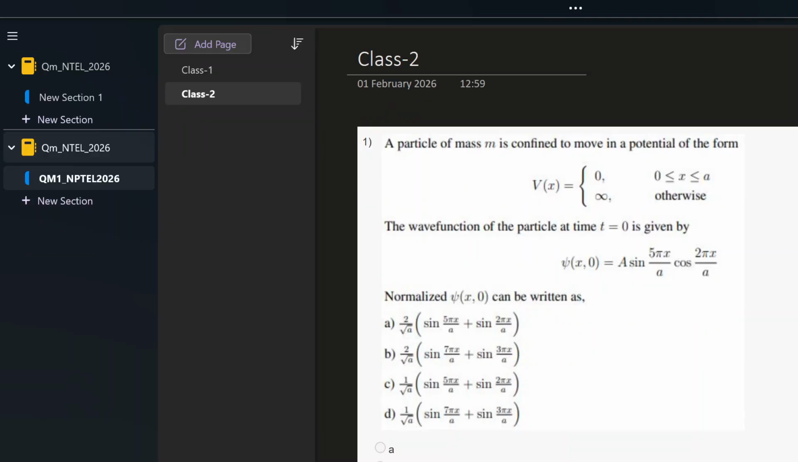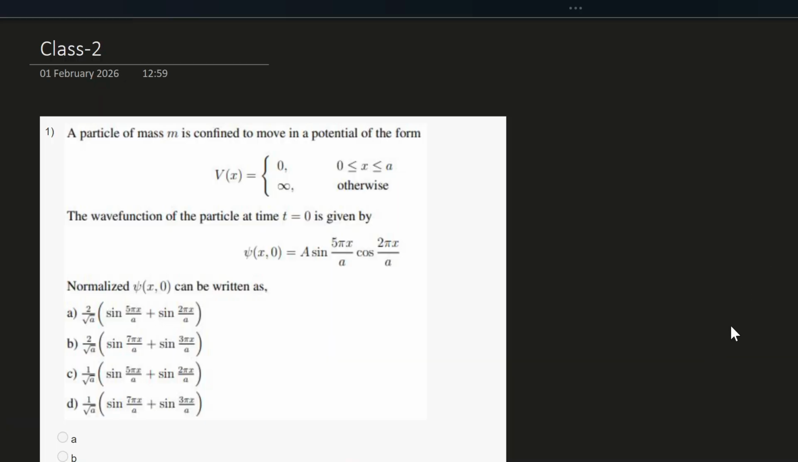Okay, all right. So this is our class 2 to solve assignment for the week 2. So here what we'll do is that again we have 10 questions. So let us start solving them.